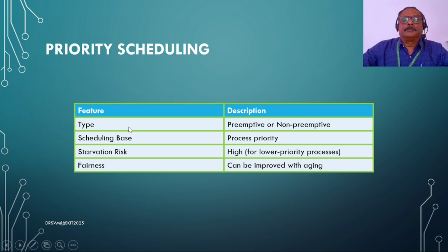Now the properties. The type is preemptive scheduling, which can be preemptive or non-preemptive. In priority scheduling, the scheduling basis is process priority. Starvation risk, yes, it is very high for low priority processes. If high priority processes keep coming, then the low priority process needs to wait forever. So there is a risk of starvation, and fairness can be improved with aging.